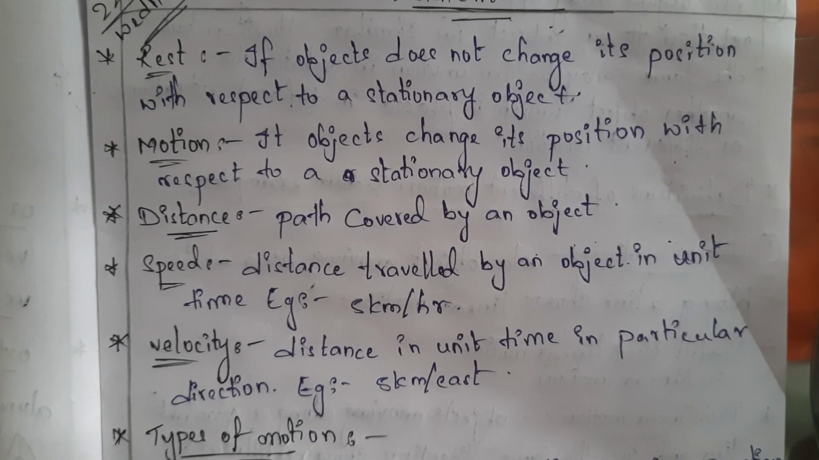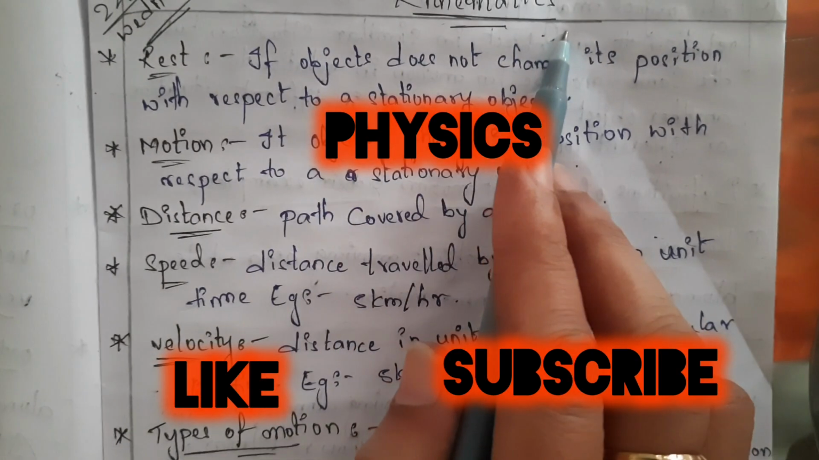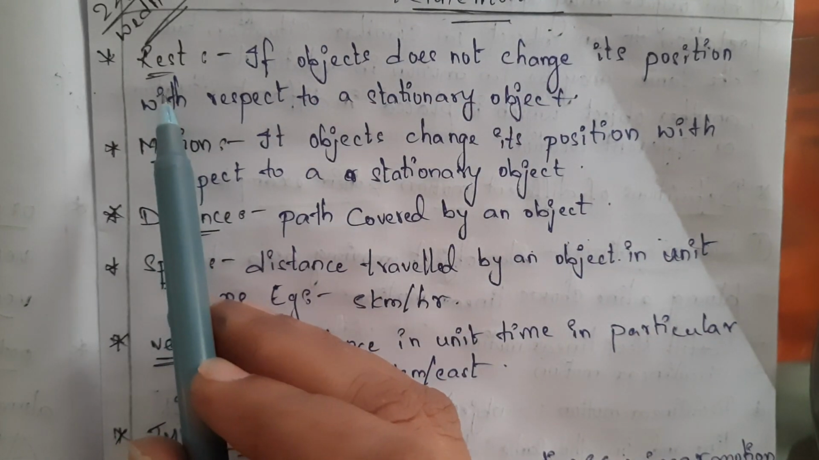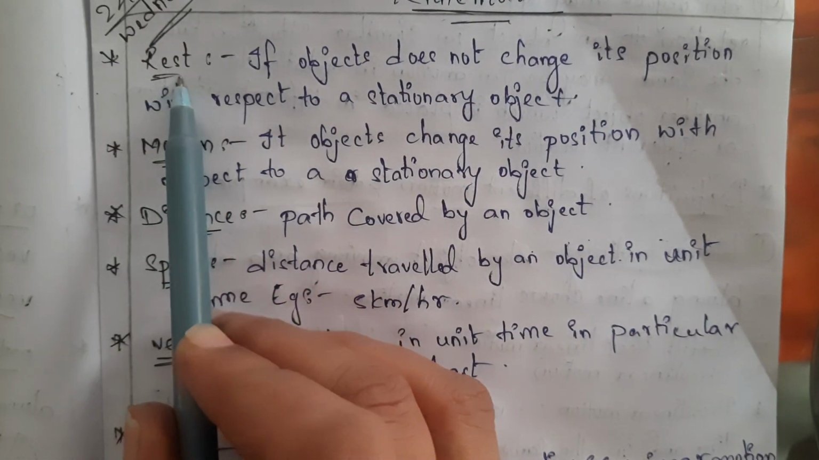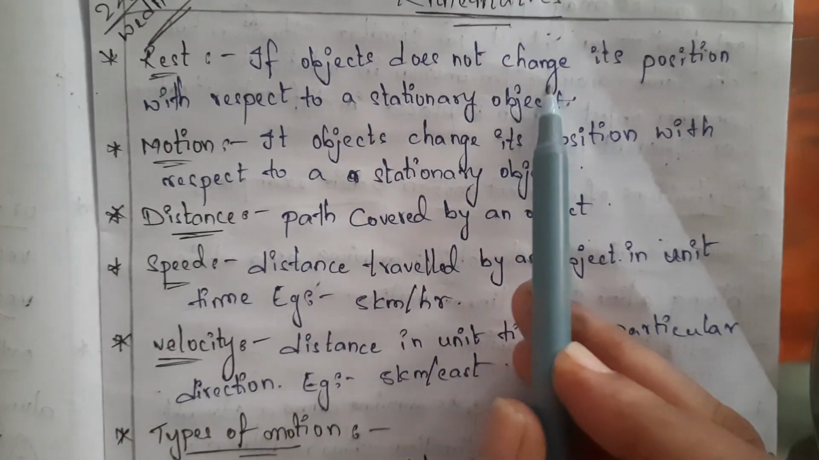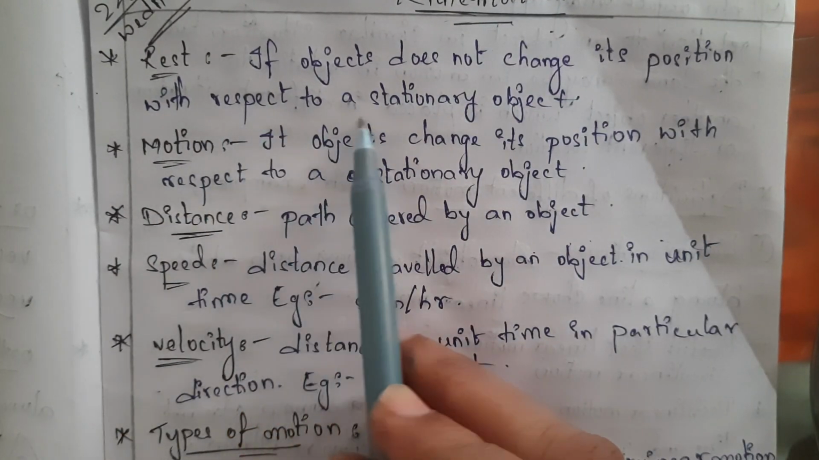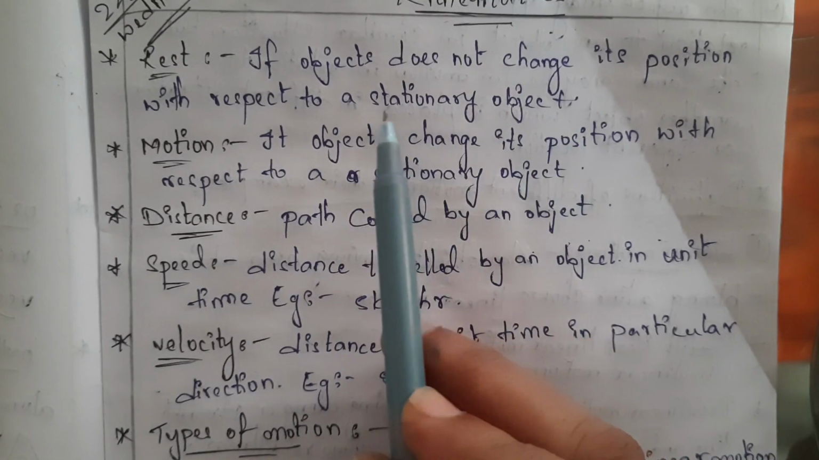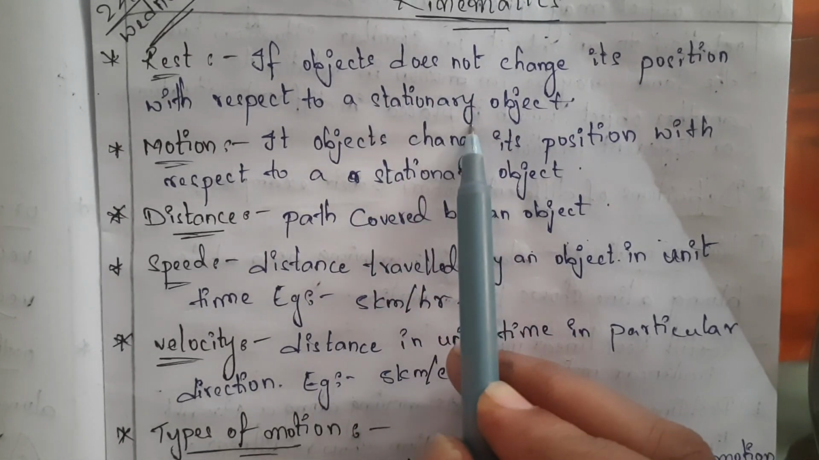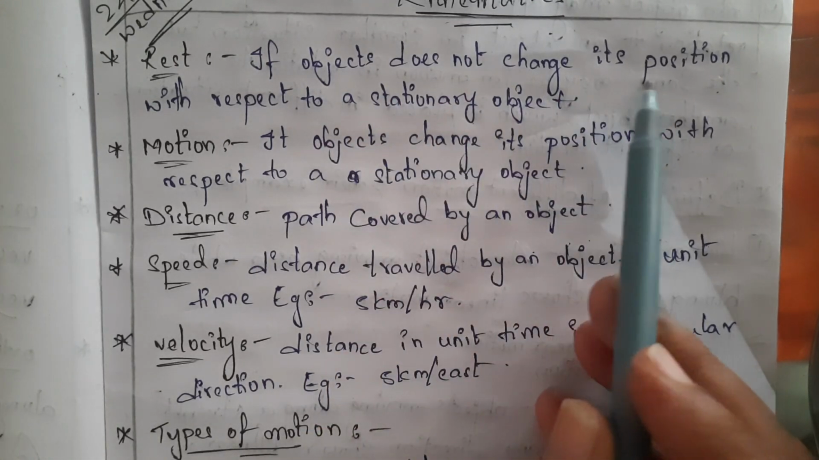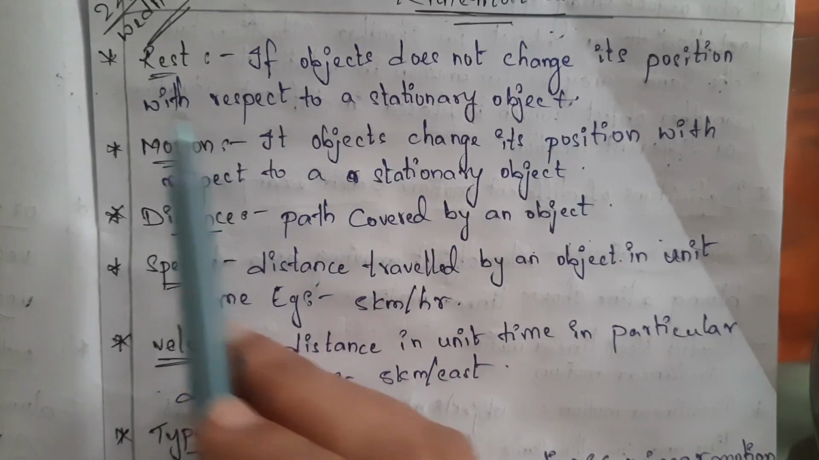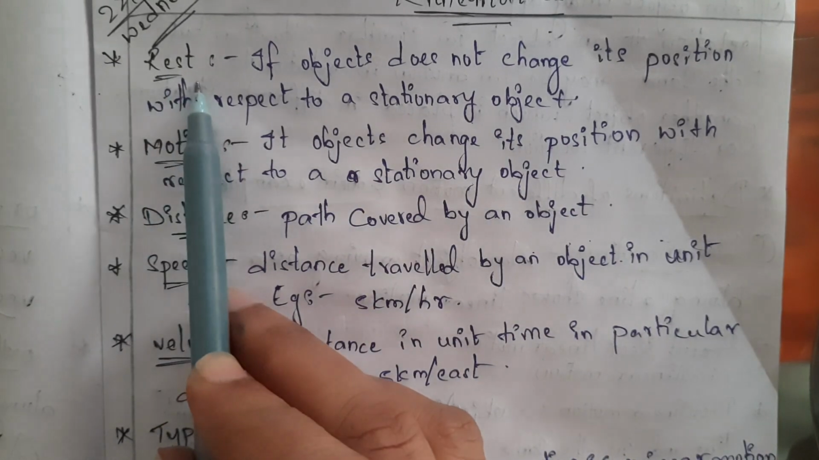Students, let's start with kinematics. It is one of the topics of the IIT. Here a few definitions are there which we come across. The first one is rest. When we say an object is at rest, it does not change its position with respect to a stationary object. What is stationary? Stationary means the object which is at rest. If the object is not changing its position with respect to an object at rest, we call it at rest.